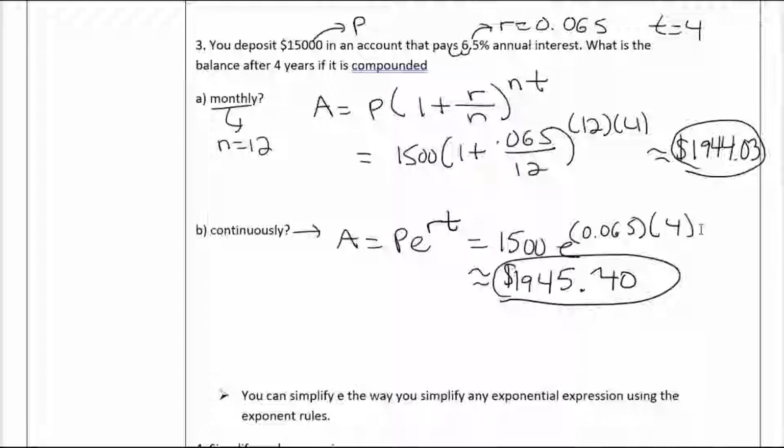So notice that when we're compounding continuously, we're reaching a limit. This is as high as you can go. You can't go more than continuous. You can do daily, every minute, every second, every millisecond, but you can't go more than continuously. So when you do it continuously, you get this amount, and this is the greatest that you can have, which is not that much more than if you did monthly.